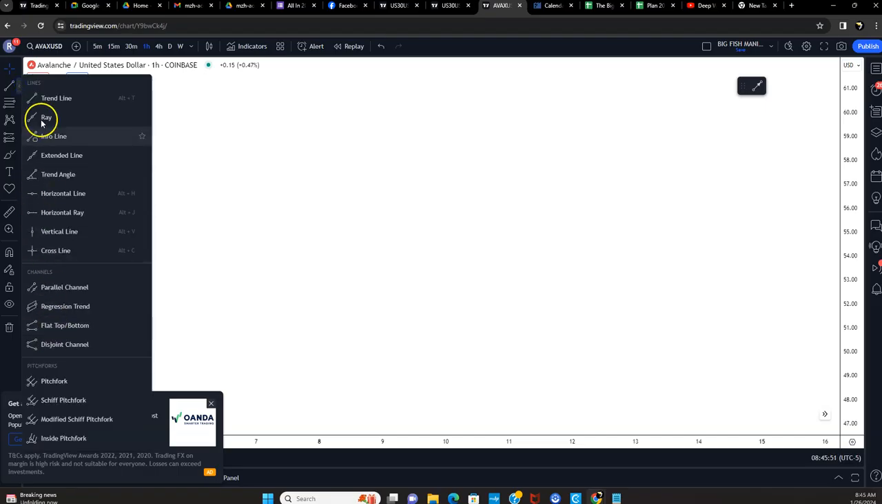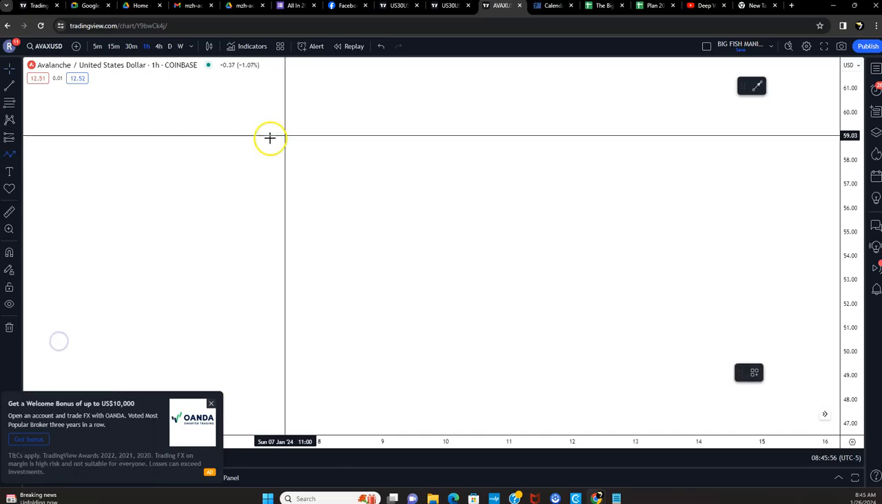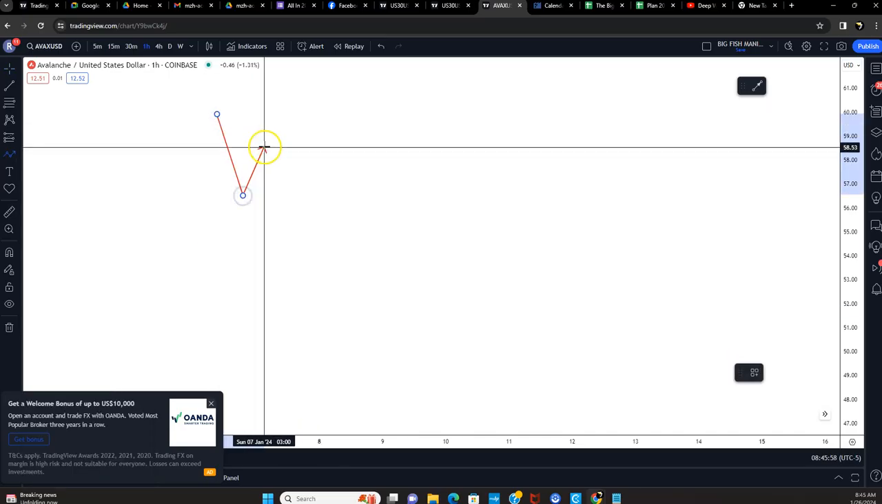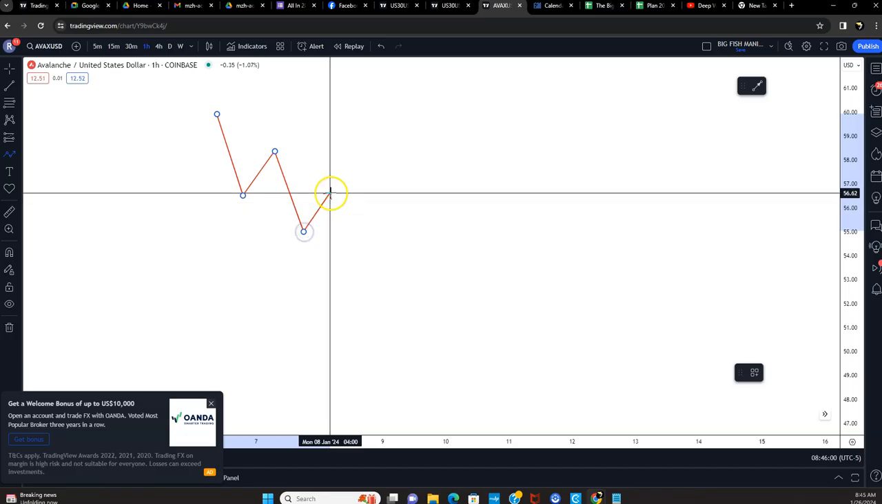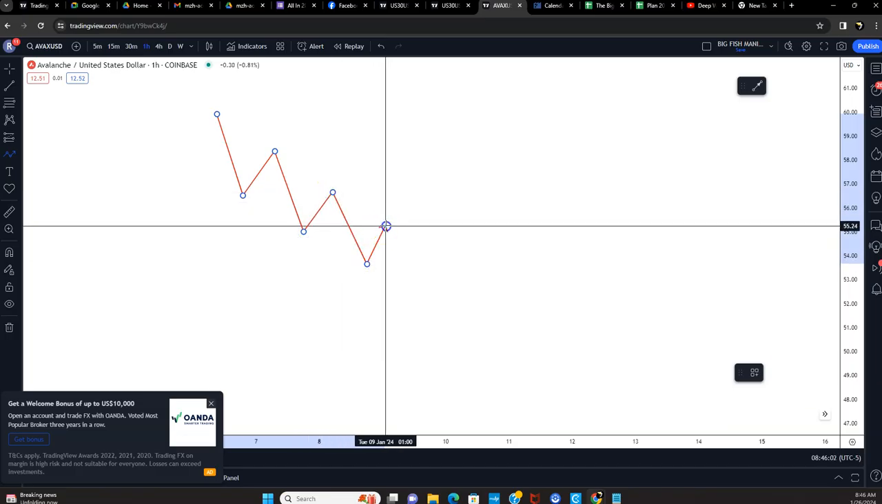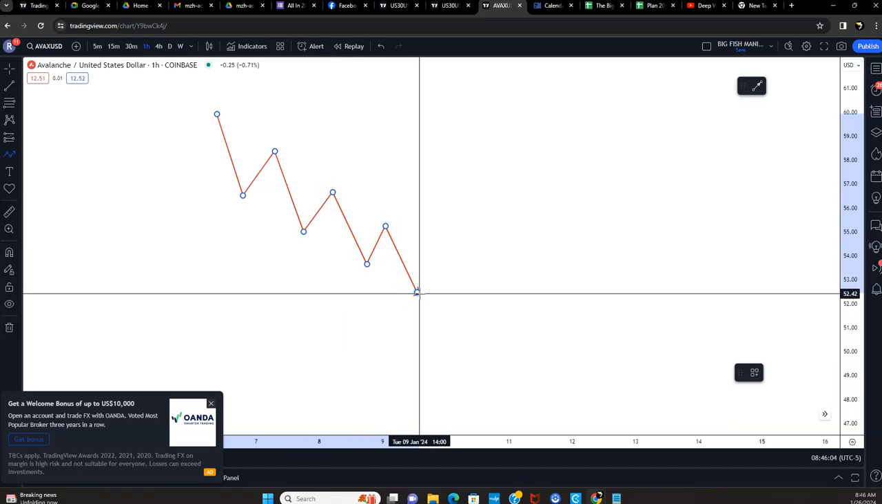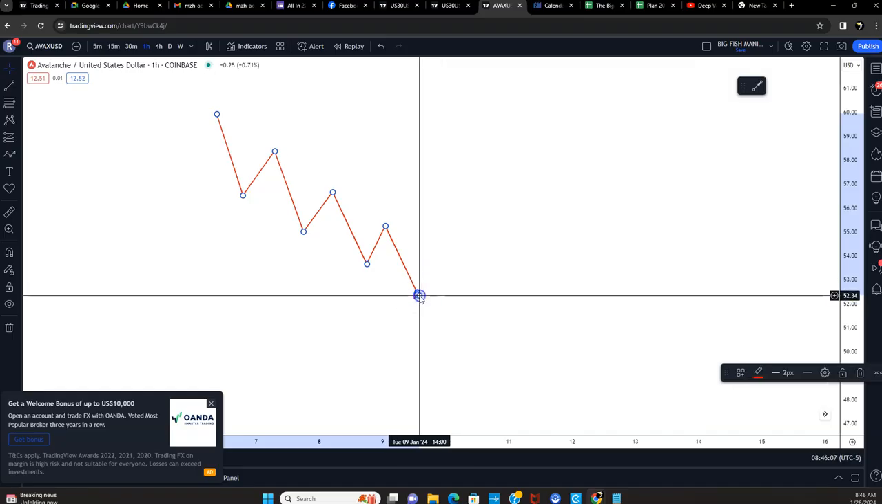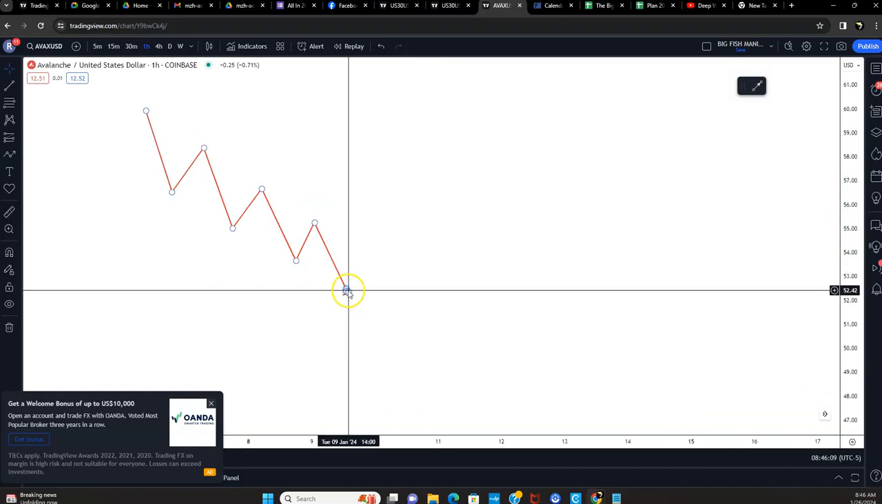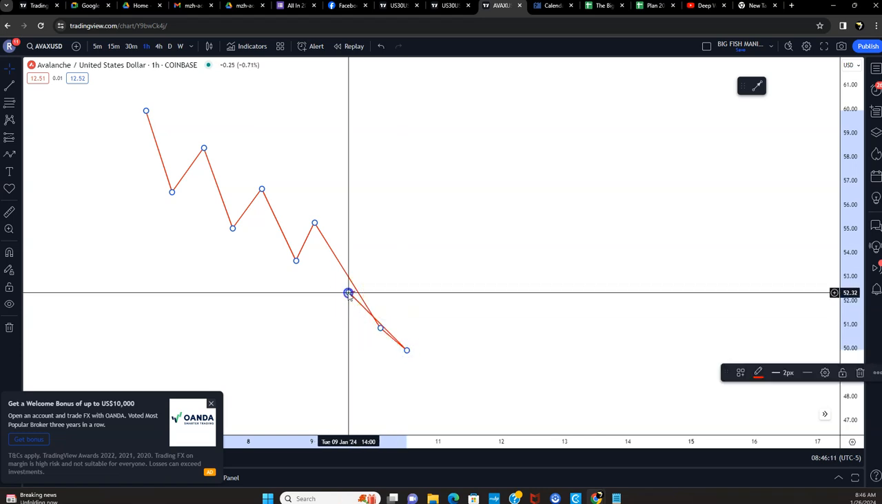But where is it? When the trend is going, it's going. This is a trend, a bearish trend. When it's going, it's going. I don't know why I always do this.